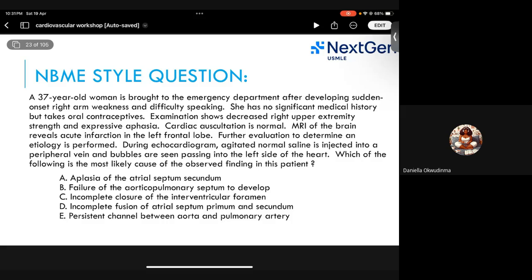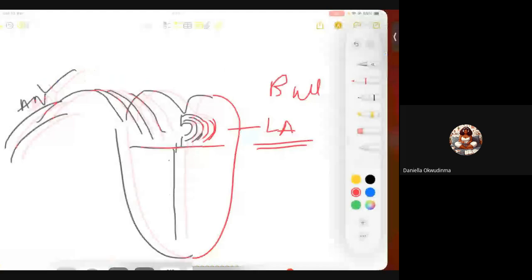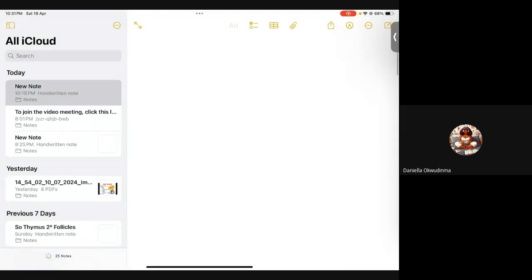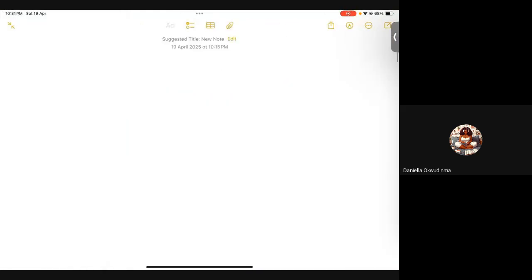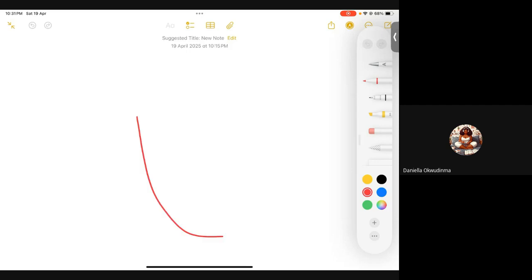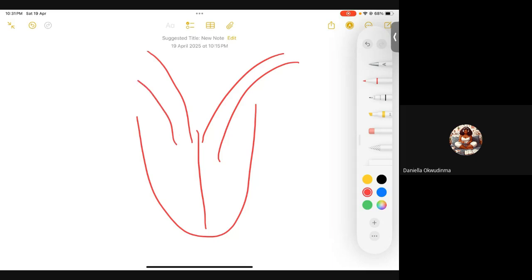PDA is basically a connection. Let me explain it here. For example, if this is your heart, let's suppose this is your aorta arising from your left ventricle and this is your pulmonary artery. So PDA is basically a connection between your pulmonary artery and your aorta, right?